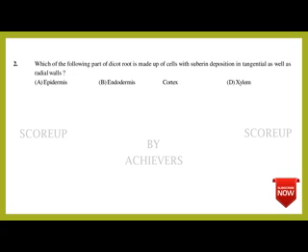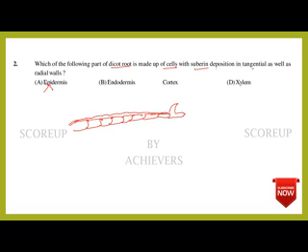Which of the following parts of dicot root is made up of cells with a suberin deposition in tangential cell as well as radial wall? If you take epidermis, it is a thin walled, barrel shaped structure. There is no deposition, so that water can enter into the epidermis through the root. It is covered with a cuticle, so cuticle deposition is there. Here what is asked is suberin deposition, so epidermis is not the answer.